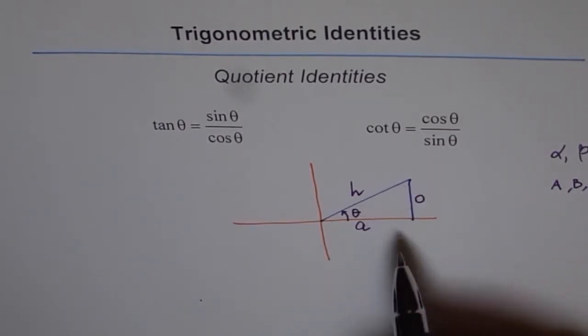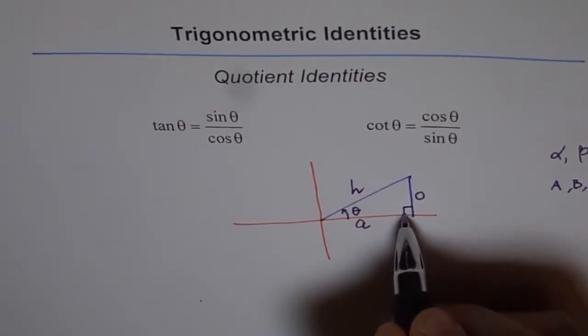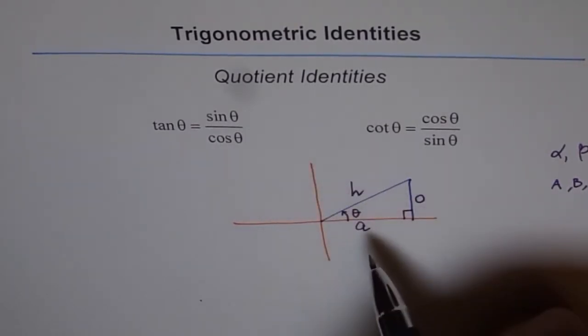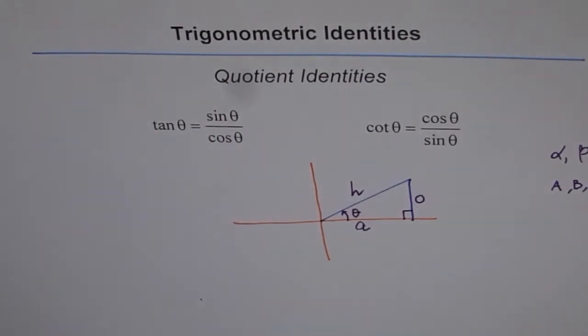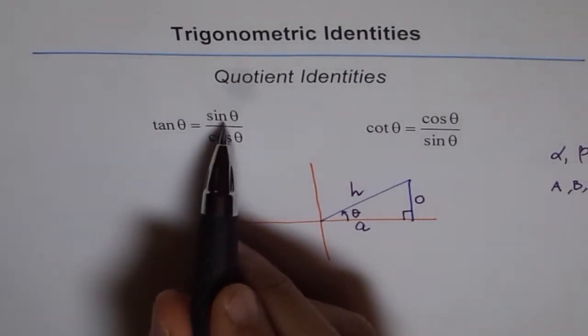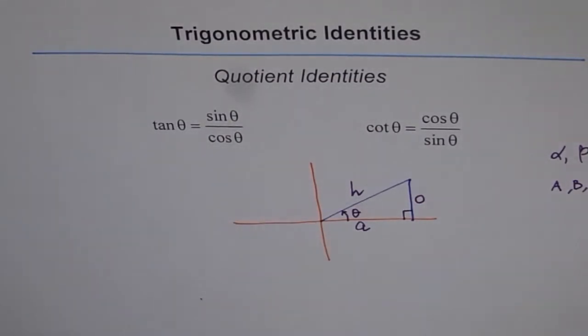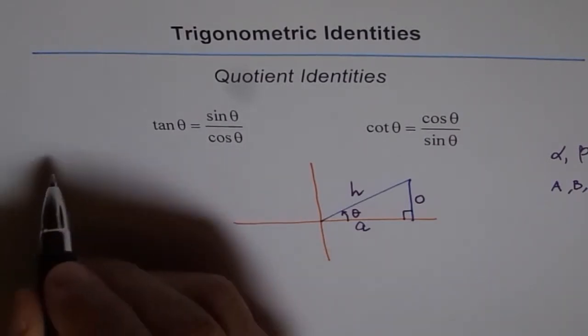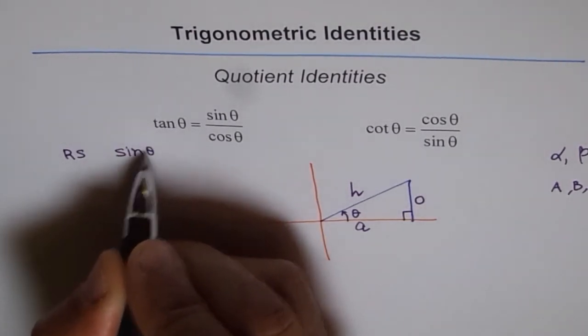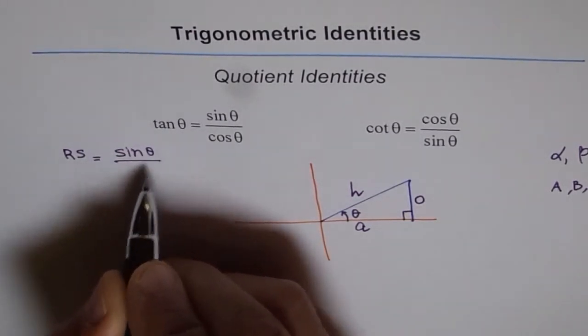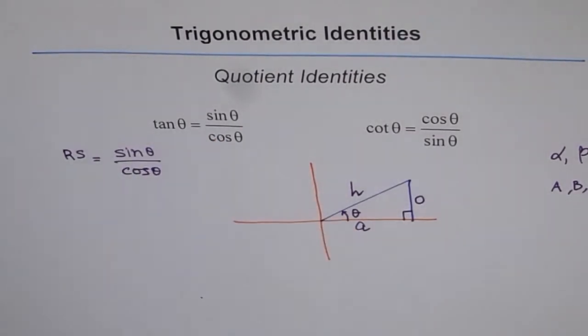Now, I will use this standard triangle in quadrant 1 to prove quotient identities. So we are saying tan theta is sine theta over cos theta. Is it so? Let's start with the right hand side. In identities, that's what we do: we start from one side and prove that it is equivalent to the other side. So right side is equal to sine theta over cos theta, correct? I just copied this from here.